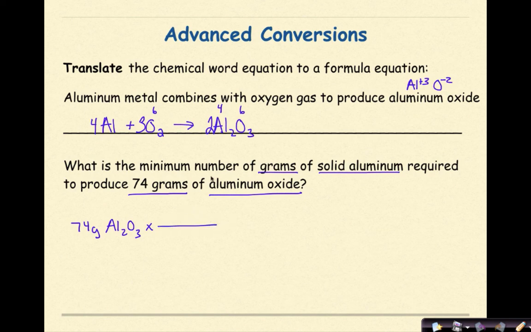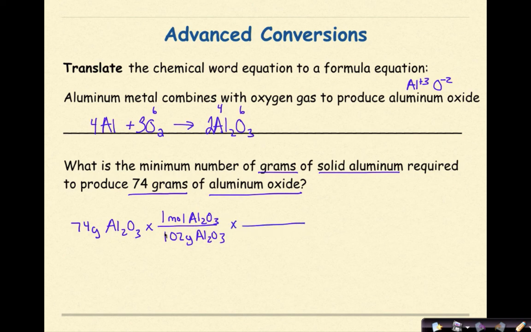I can't just throw the coefficients in this ratio because those coefficients refer to moles. So I need to get from grams of aluminum oxide into moles of aluminum oxide. So 1 mole of Al2O3. I will tell you that the gram formula mass of Al2O3 is 102 grams of Al2O3. Great, now I'm in moles of Al2O3. Multiplication sign and a line.